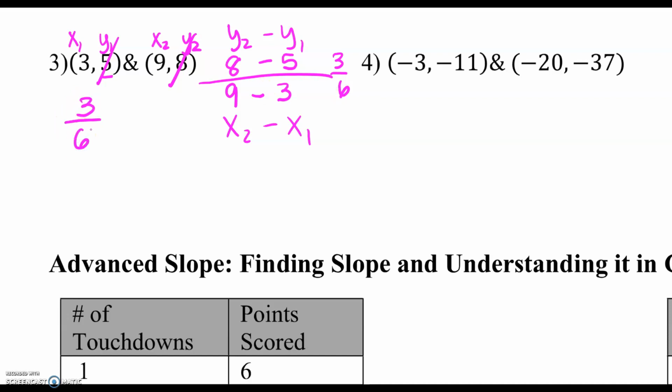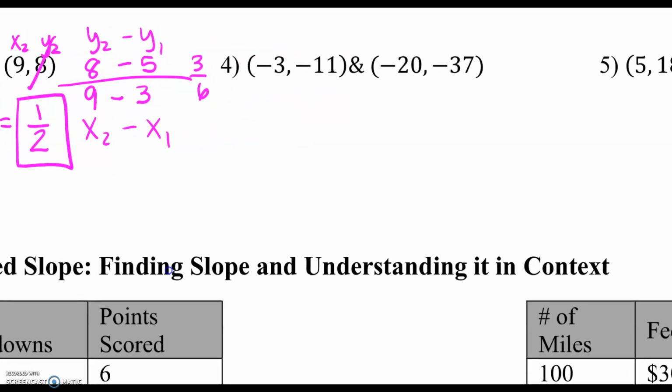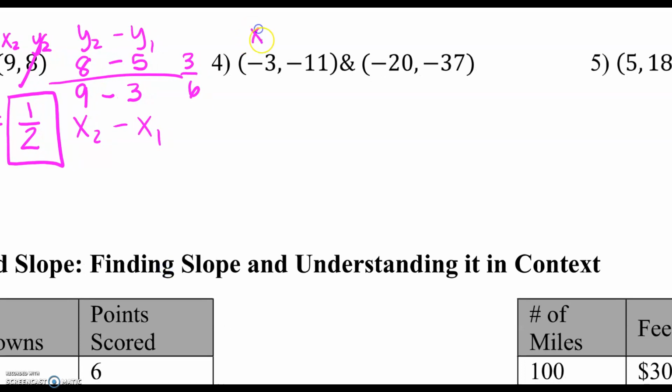But like I said, I want to do this as a unit rate. So I'm going to divide the top and bottom both by 3. And I get 1 over 6 divided by 3 is 2. And so I have 1/2 as my slope. Let's try another one. Okay, x1, y1, x2, y2.